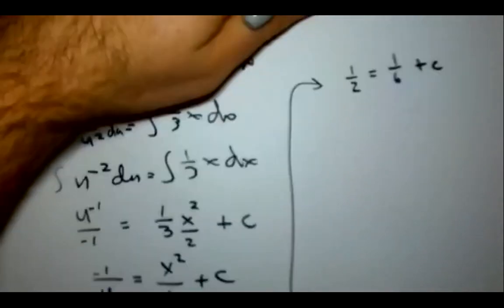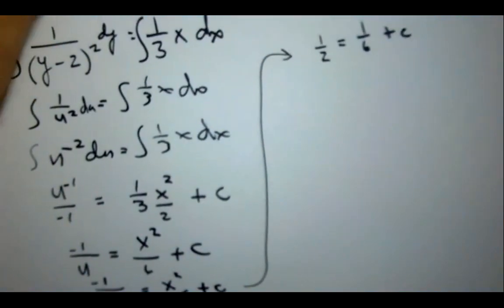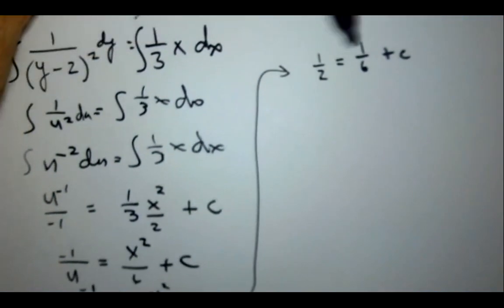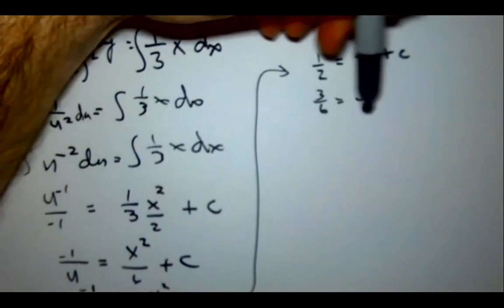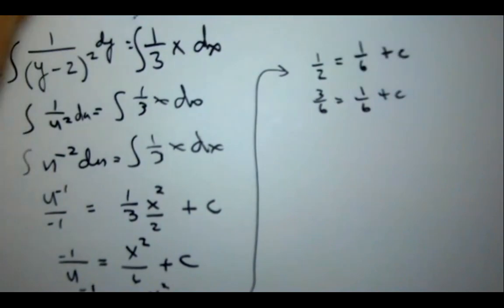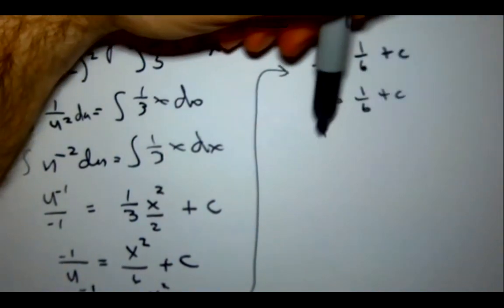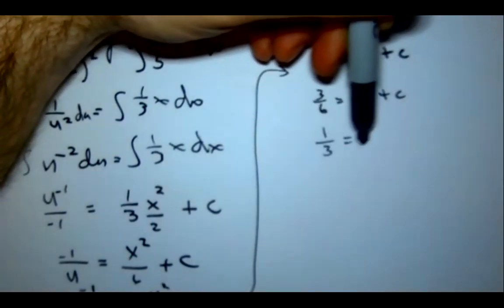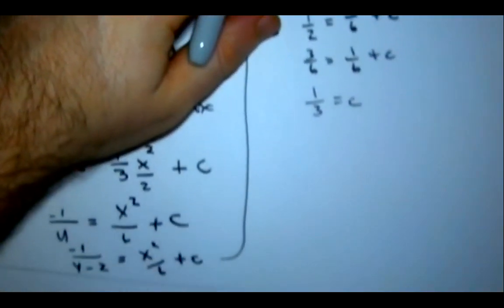Giving this a common denominator, we can make this 3 over 6. So this would be 3 over 6 is equal to 1 over 6 plus c. Subtract 1 over 6, that gives us 2 over 6, and 2 over 6 is a third. So now we know that c is equal to 1/3.